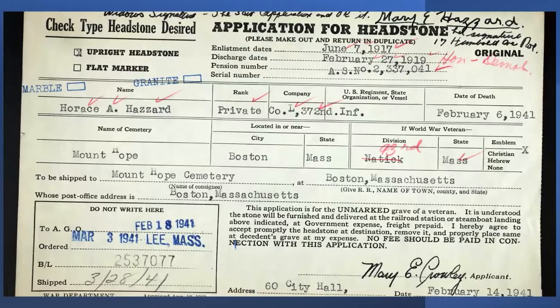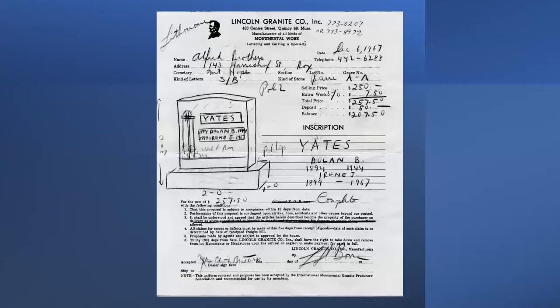We talk about tombstones, and mention, okay, what are some of the indications of what a tombstone looks like? Well, this is one for, again, my cousin, Horace A. Hazard, who served in World War I. And again, they've asked for a tombstone for him because he died in 1941. He was in the infantry and he was a private. But again, he's buried in Mount Hope Cemetery, where a whole host of my other family members are buried in Boston.